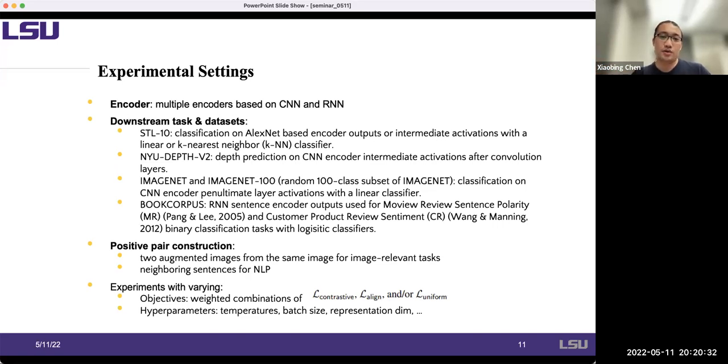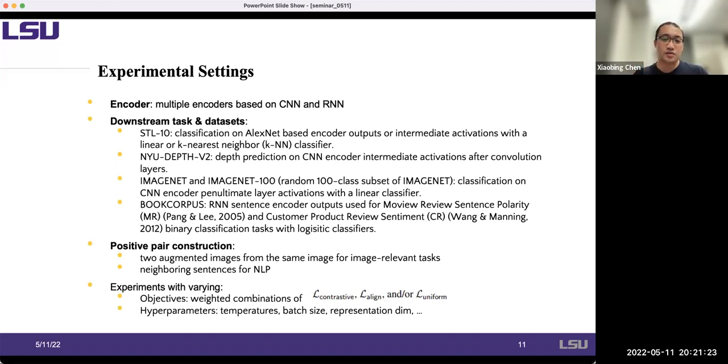And here the encoders use different architectures based on the CNN or RNN. For the downstream tasks, they use four different datasets. STL10, that's an image classification task, they use CNN. NYU Depth V2, that's a depth prediction task, they use a CNN encoder. ImageNet and ImageNet-100, those two datasets, that's image classification, still using the CNN encoder. And the final one, BookCorpus, that's an NLP task, and they use the RNN.